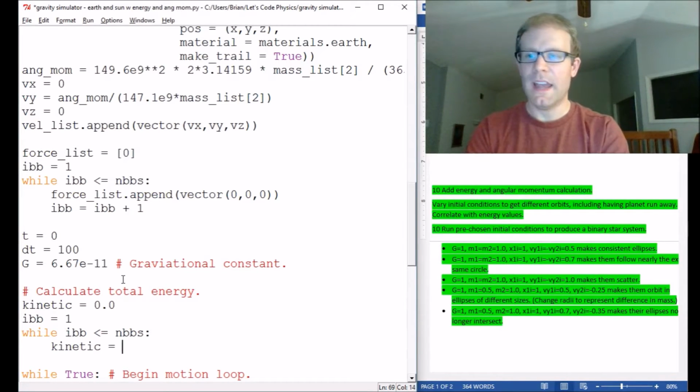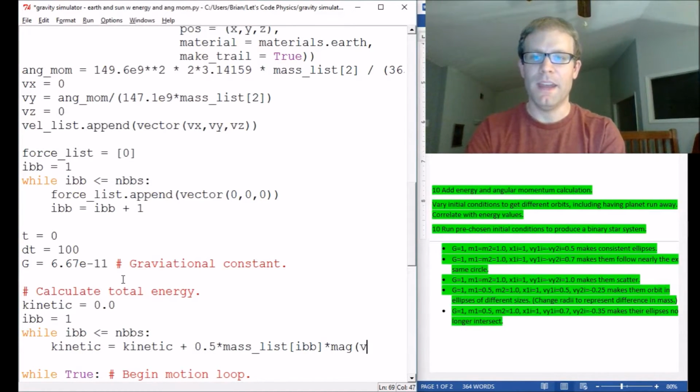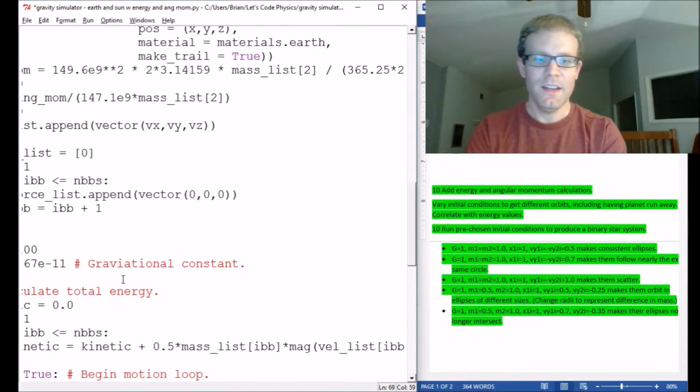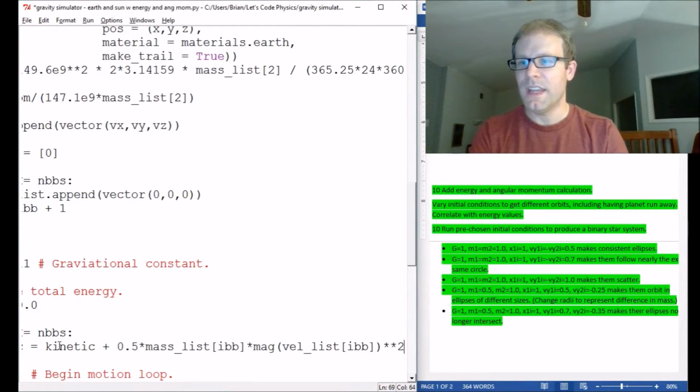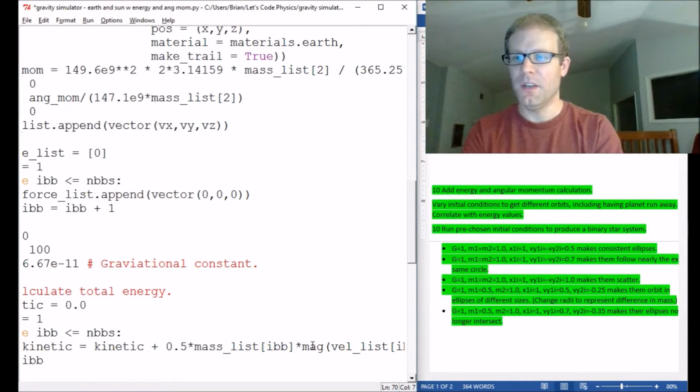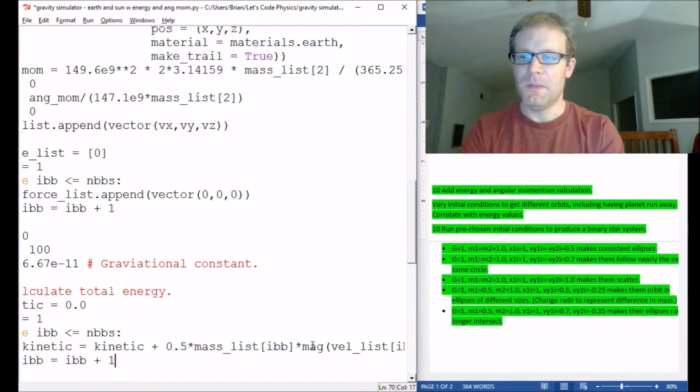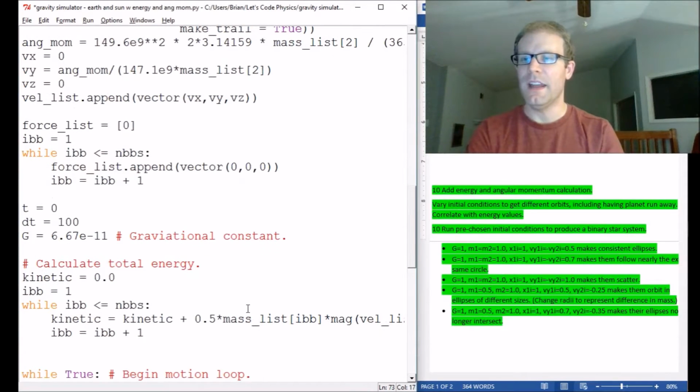So kinetic energy, we're just going to add up the kinetic energy of each individual piece. Kinetic energy, as usual, is 1/2 the mass times its velocity squared. So I need to take the magnitude of the velocity of this object and then square it. So what we're doing is we're just taking each kinetic energy and adding to it 1/2 mass times its velocity squared. Wonderful. And then, of course, as always, I need to increment IBB by 1. So that's going to get me the total amount of kinetic energy.